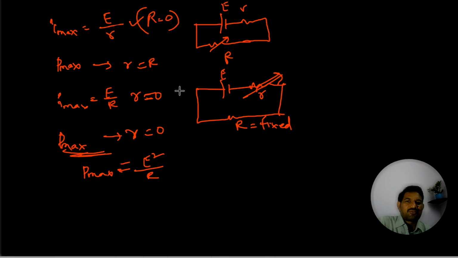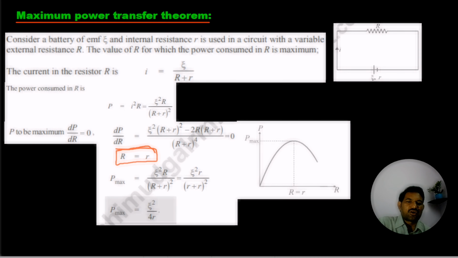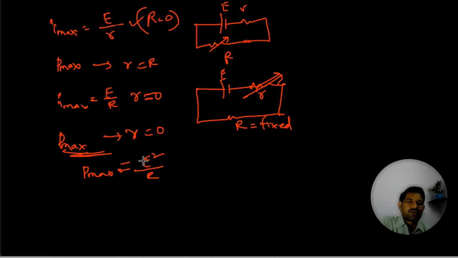Because in our previous condition, if I apply it here, we are getting E square by 4R as that power. But you can observe that now this value is greater than the previous value. So you need to observe the difference between these two cases. When capital R is variable, power will be maximum when small r is equal to capital R, and current will be maximum under a different condition. Both conditions will be different here.